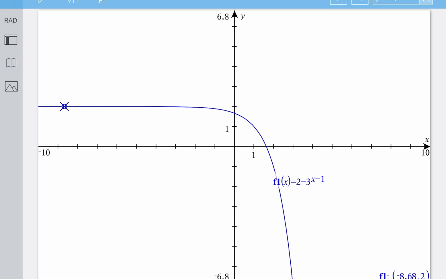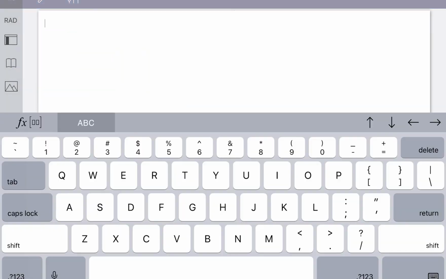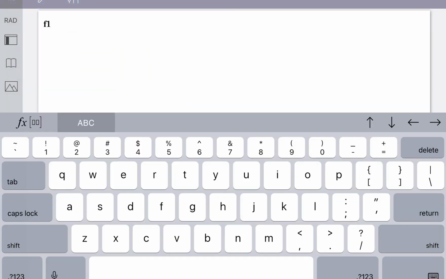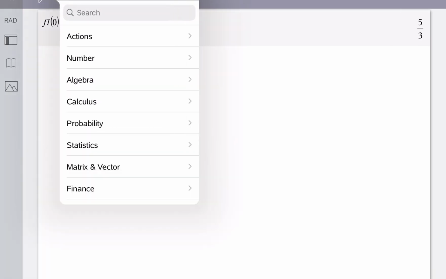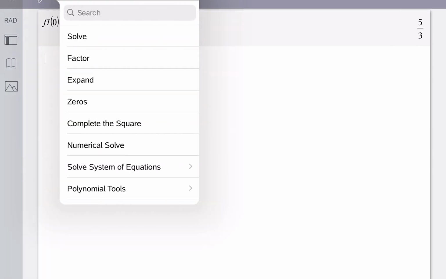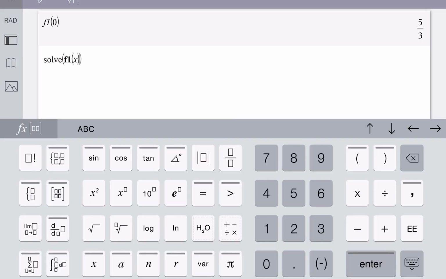In terms of finding the intercepts, if I go over here, I can see that it's 1.67. However, we should always state our values with exact values. So to do that, you would usually do that through your calculator page. So if you go to your calculator page, we've now written that as f1 of x. So I can do f1 of 0 as 5 on 3. You can see that's given me in exact values. And then to find the x-intercept in exact values, we can go to algebra solve. We want to solve f1 of x is equal to 0.